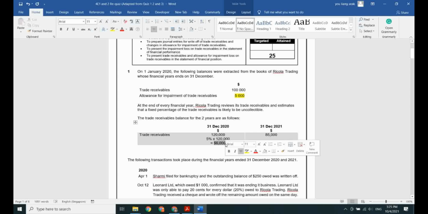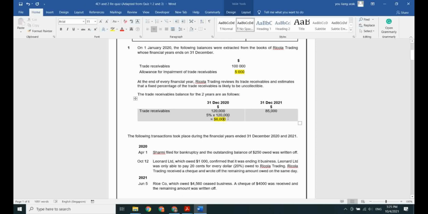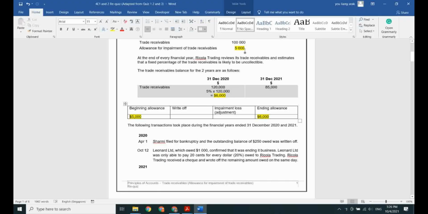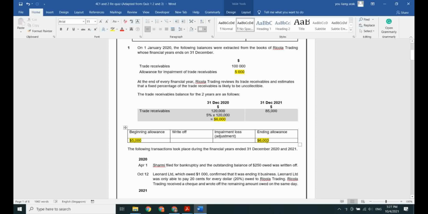So at the start of the year, the beginning balance for allowance required is $5,000. End of year for the first year is $6,000. So in this case, let's go back to the 4 basic steps. From the question, we know that the beginning allowance for impairment loss of trade receivables is $5,000 over here. Ending balance as of 31st December 2020 is $6,000. And during the financial year, 2 customers actually went bankrupt or closed down. So firstly, from Shami, Shami filed for bankruptcy and we have a write-off of $250. And the next one is Leonard.